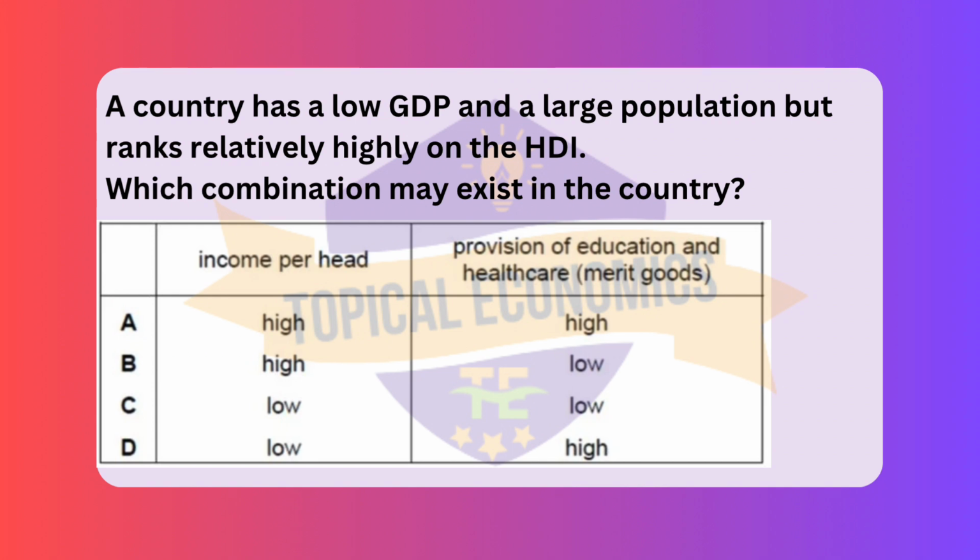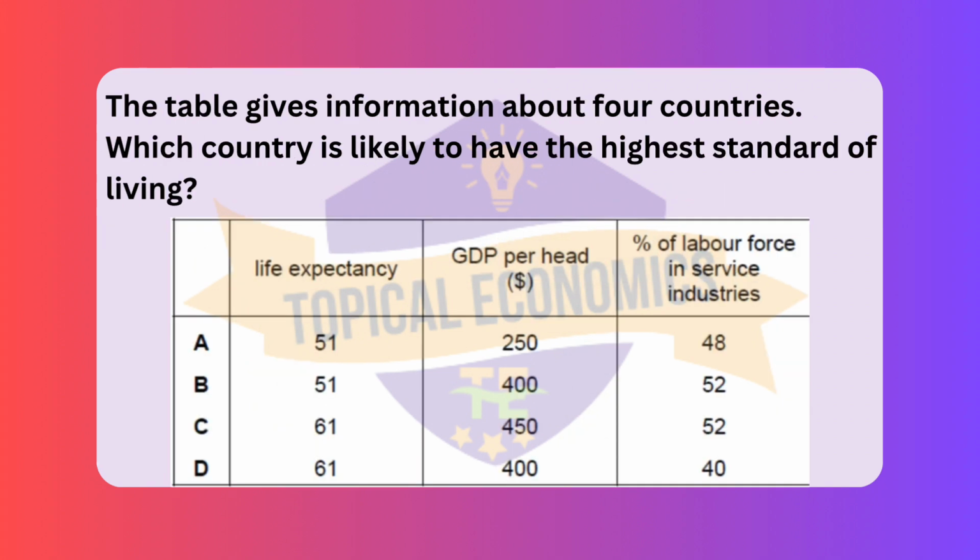Lastly, option C, low income per head, low provision of education and healthcare. While this may seem plausible, it is unlikely to result in a high HDI. If both income per head and the provision of essential services like education and healthcare are low, this would likely lower the HDI score, not raise it. HDI requires a balance of all three components, income, education, and health, and without improvements in education and healthcare, HDI would be low. Moving to question 23.